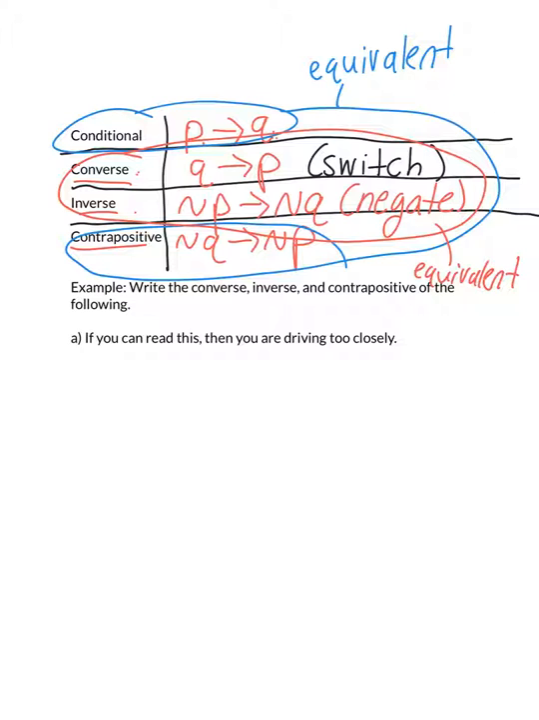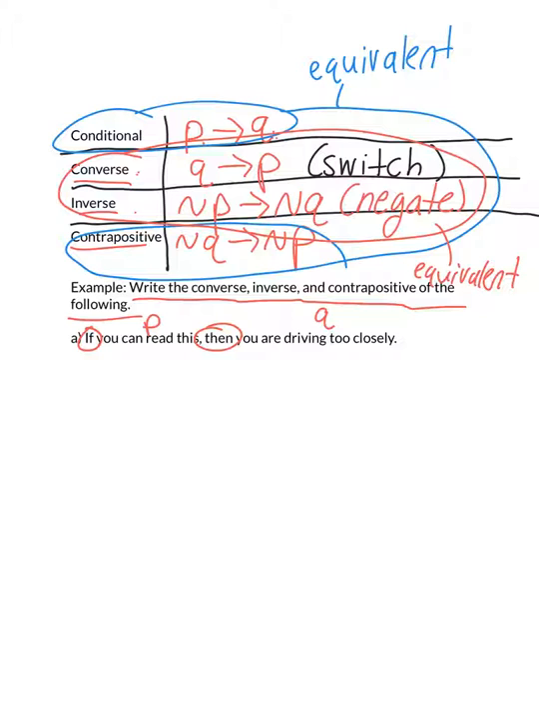Looking at an example, it says to write the converse, inverse, and contrapositive of the following. Part A, they give us the sentence, if you can read this, then you are driving too closely. So the if portion, I'm going to call P. And by the way, I know this is a conditional because I literally see the words if, then. So in the if portion, the P is going to be you can read this. In the then portion of the sentence, Q is going to represent you are driving too closely.